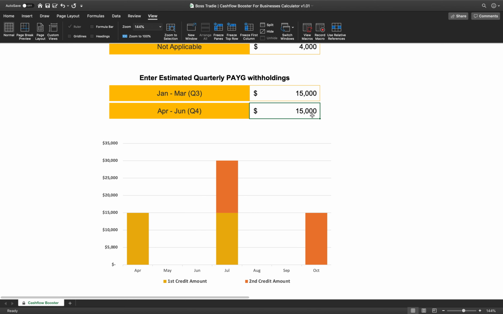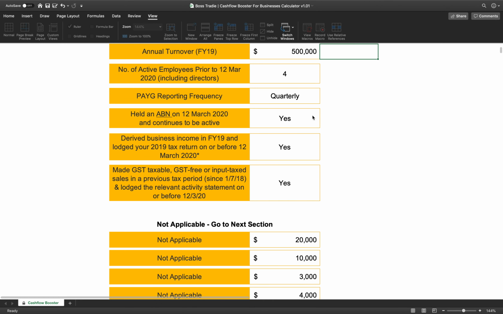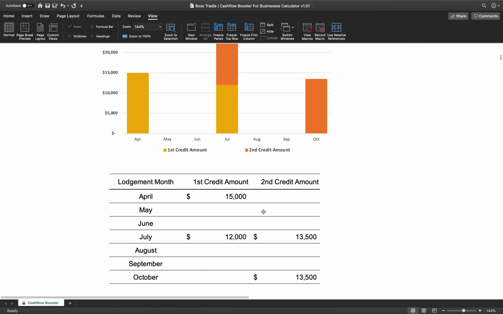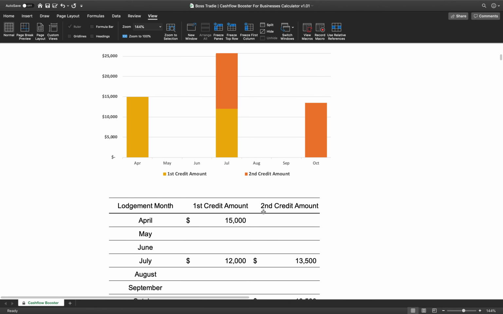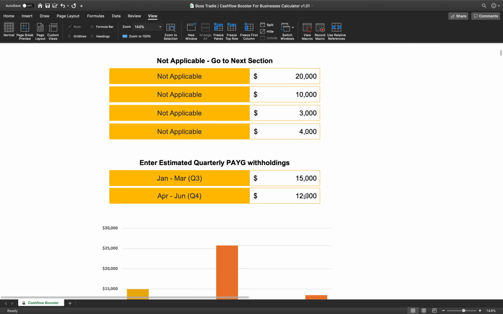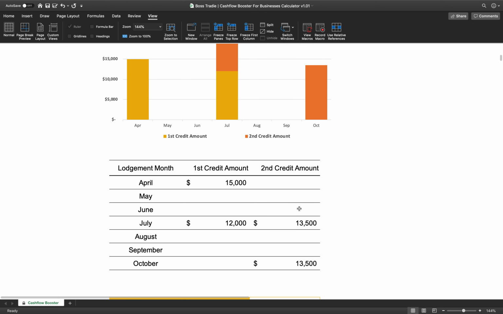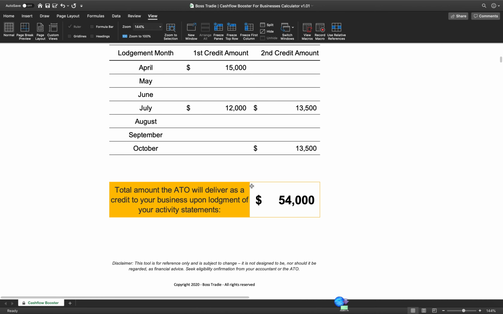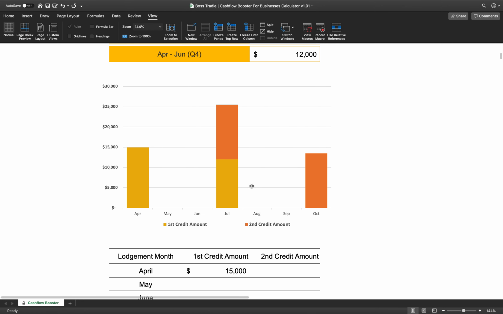If we were to make this, say, 15,000 and 12,000, again, it's just going to calculate that easy as for you guys. You can run any of your numbers through there. You can run any hypothetical situations, if you're expecting to slow down and whatnot. And it's just a super simple way of getting a visual idea of what you're in for.